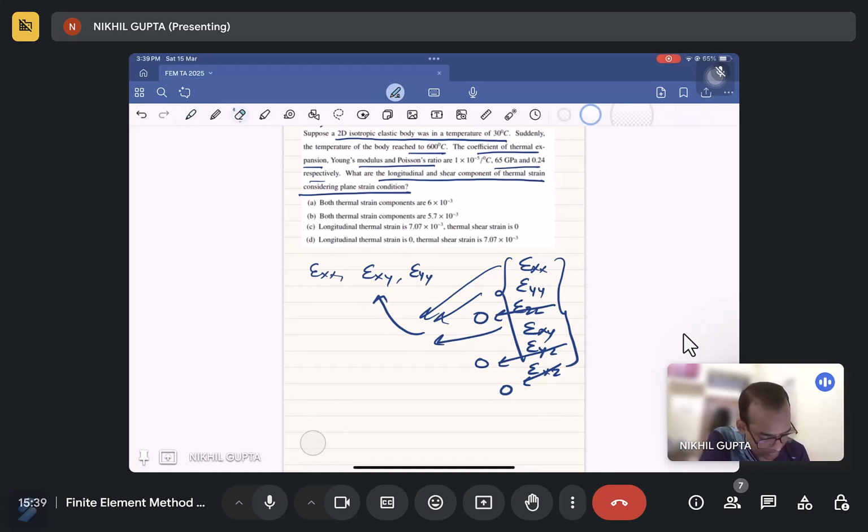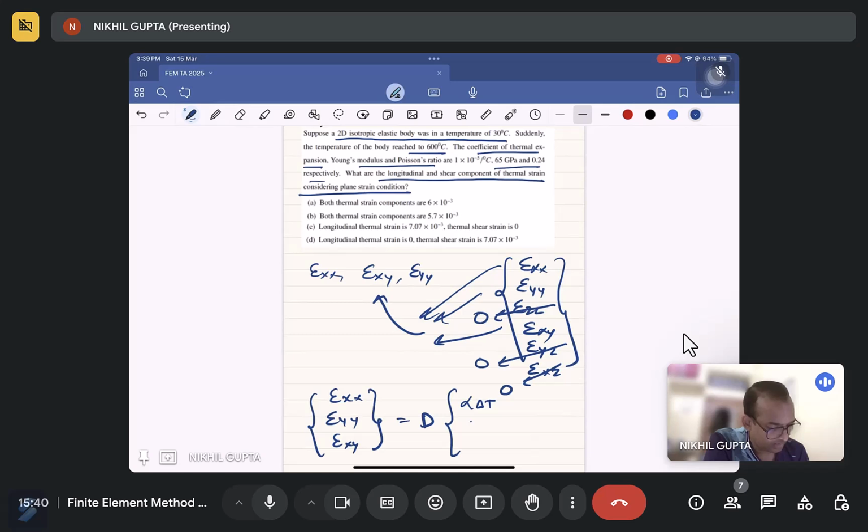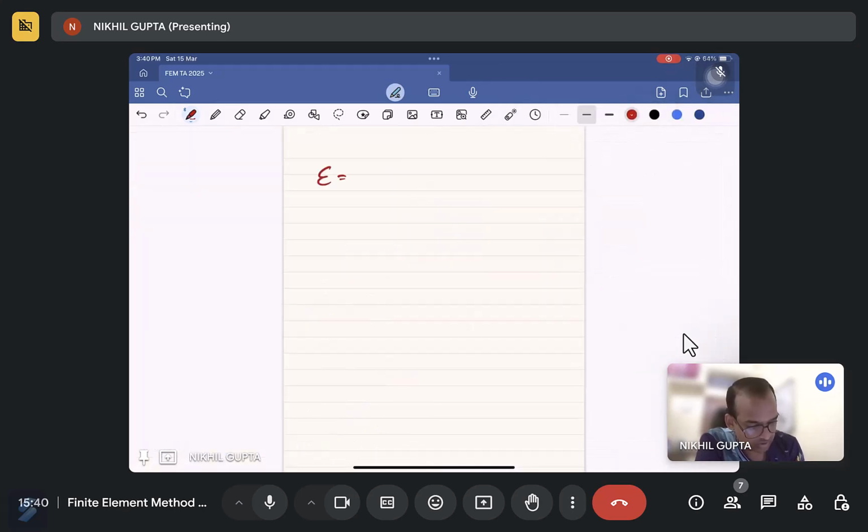It will be covered next week, no problem. Epsilon yy and epsilon xy. So when you write the condition, it will be D. D acts as the modulus of elasticity matrix in the plane strain condition. So alpha delta t, and 0. This is the strain only. In strength of materials, you know that epsilon is equal to alpha delta t for the case of thermal stresses.